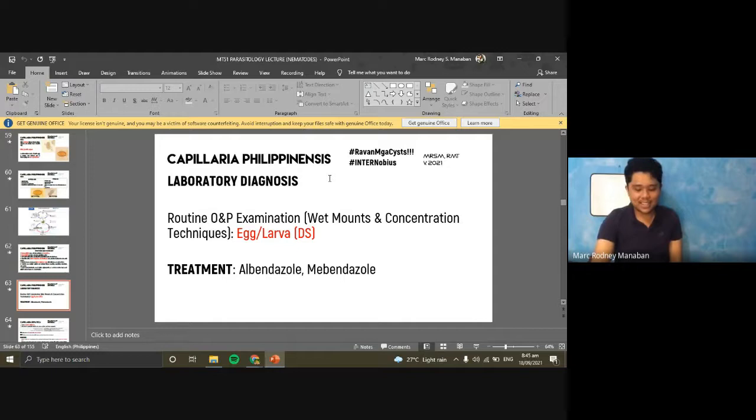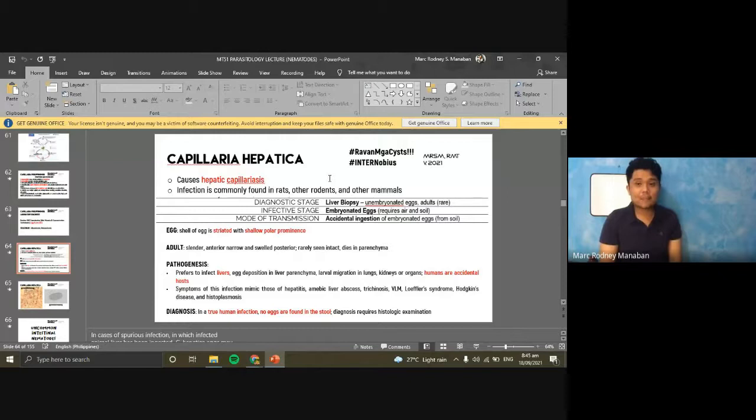Now for this one, this is another species of Capillaria, and that is Capillaria hepatica. So by the name itself, nasa pangalan na hepatica. So instead of the intestines, ato siya sa liver. And this is quite common among mga mammals, no, especially sa rats and other rodents. All right? And of course, it causes hepatic capillariasis. All right? Diagnostic stage, of course, because it inhabits the liver, biopsy. And in the liver biopsy, you can see eggs, all right, and pwedeng adults, pero rarely lang.